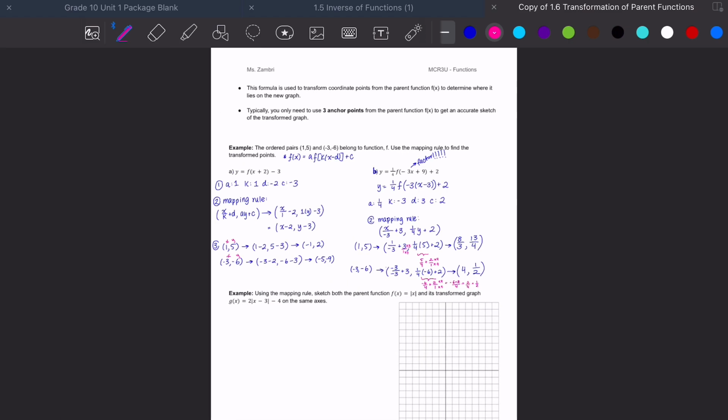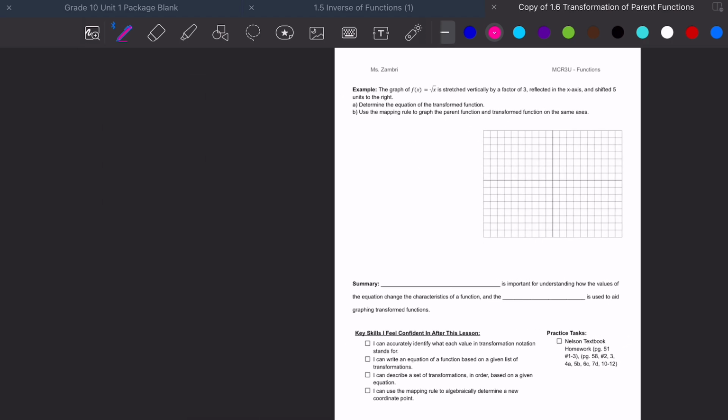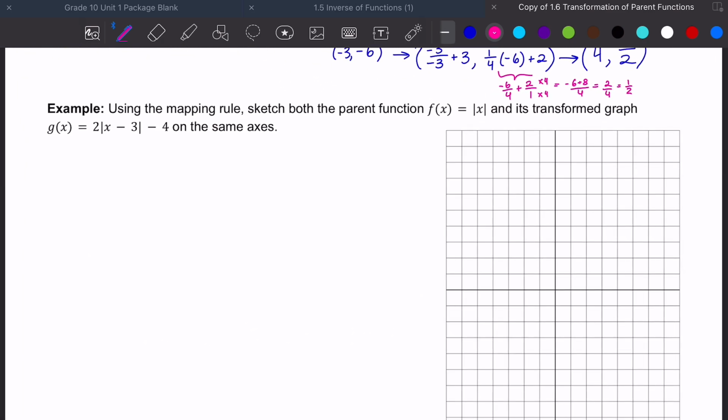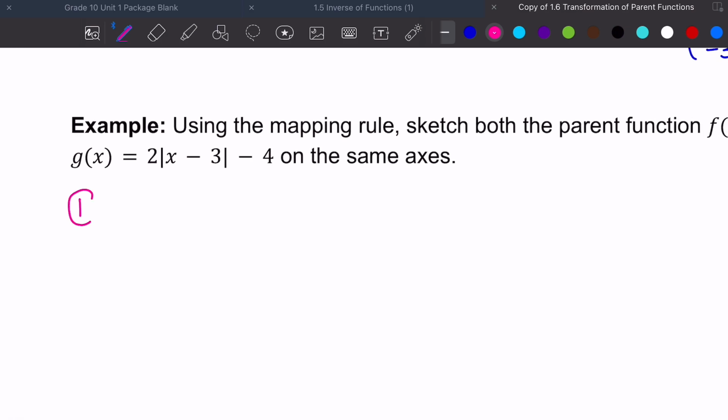So you'll see, we're almost done. We're literally at the end. So I'm gonna do this sketching one with you, and then you can do the next sketching one by yourself. So we're gonna work up to it, okay? Now when it comes to sketching them and actually visually seeing our transformations come to life, it says use the mapping rule to sketch both the parent function, which we can see is the absolute value of x, that's our V-shaped graph, and its transformed graph, which I've got right here on the same axes. So I'm gonna do my parent function in pink. So I'm gonna say f of x is equal to absolute value of x.